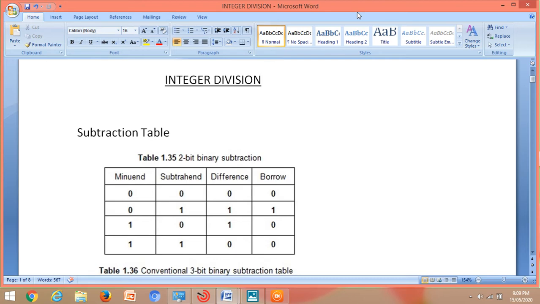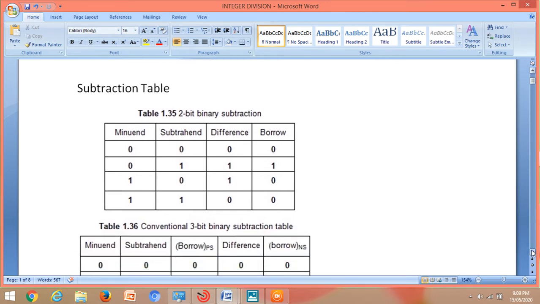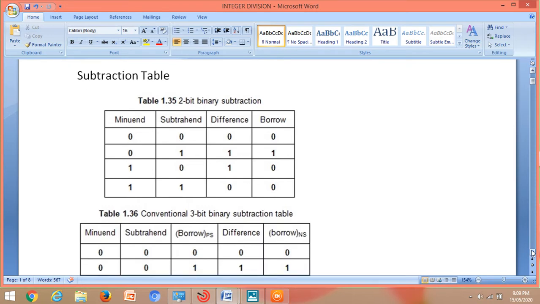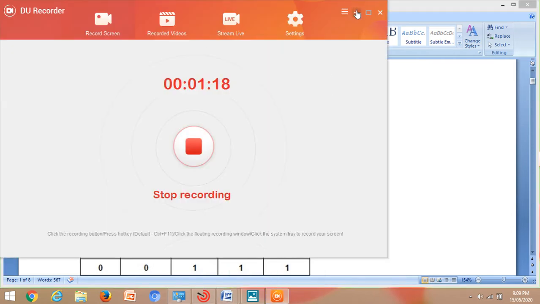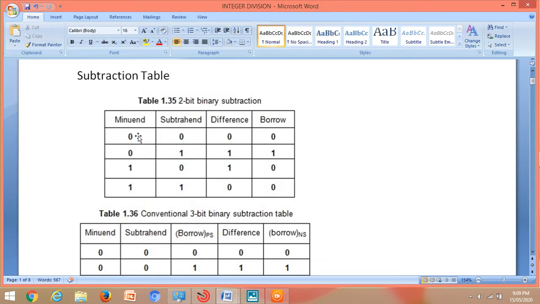Okay. So now, before starting the division, let us make the concept of subtraction clear. To understand subtraction, there are two tables. In the first table, the borrow ahead is not considered, and in the second table, borrow ahead is considered. So let us go to the first table. Here we have minuend and subtrahend. What is a minuend? The minuend is the first number and the subtrahend is the second number.